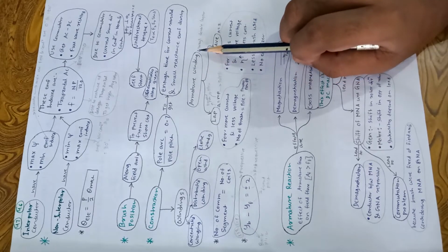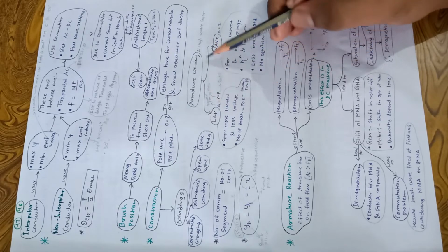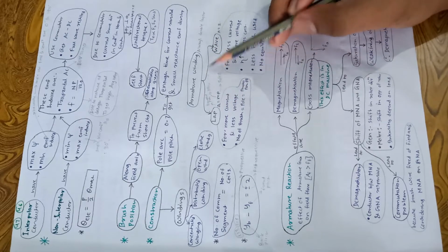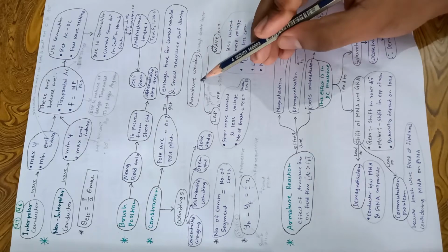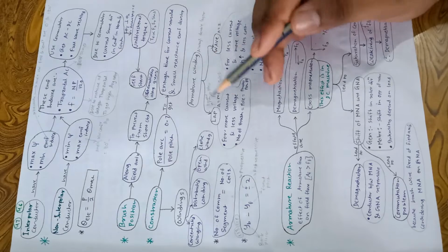And armature windings are always, mostly, double layer winding only, okay. Armature windings are double layer windings, and they are mainly of two types: lap winding and wave winding, okay. Armature windings are of two types, mainly lap and wave.